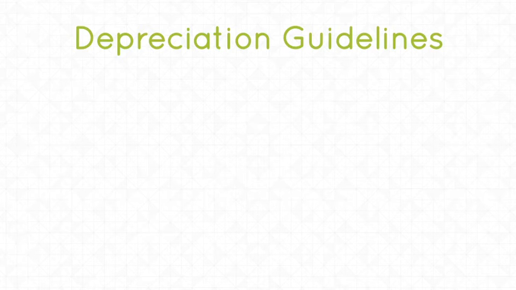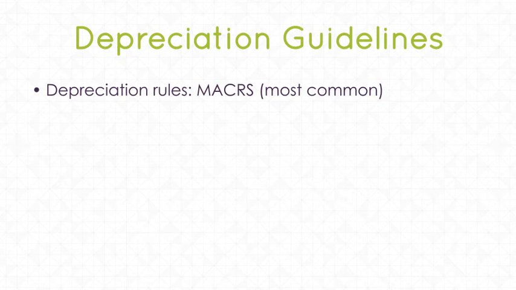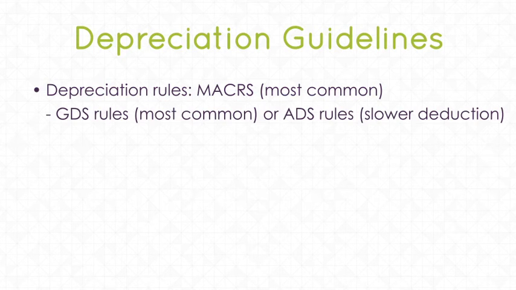The most common depreciation guidelines that you will use are called MACRS depreciation. And within MACRS depreciation, there's what's called GDS and ADS rules. GDS and ADS rules have different useful life periods for different types of assets and different depreciation percentages. GDS is the most commonly used system and allows for the fastest recovering of the asset costs, which means you get to deduct more expense sooner than with the other rules.